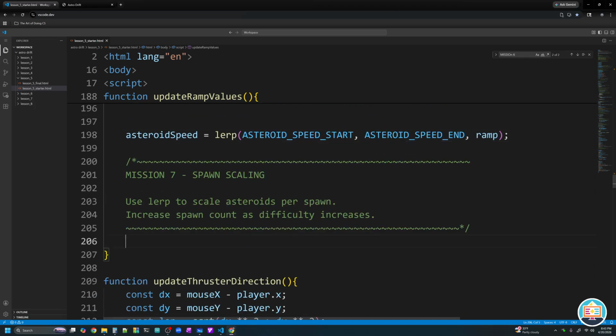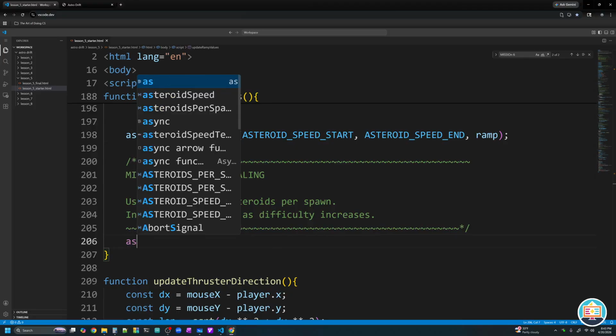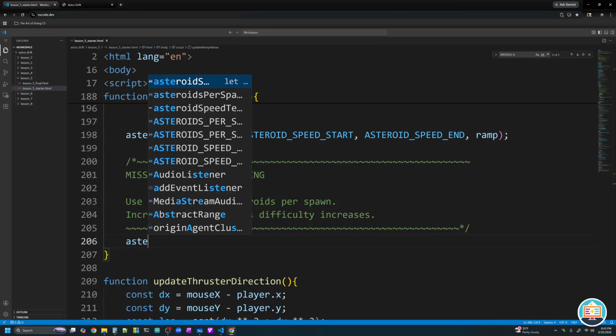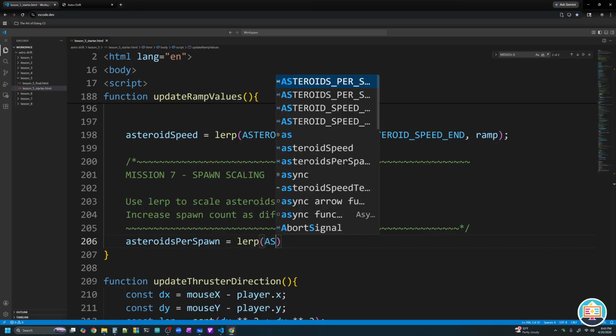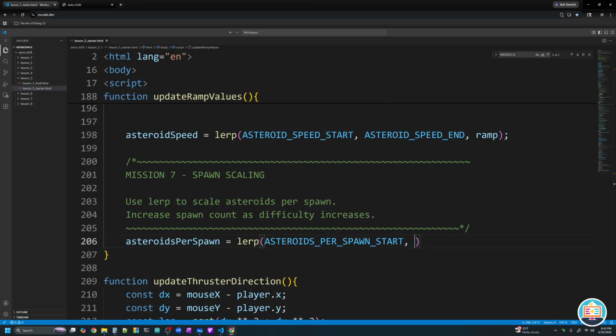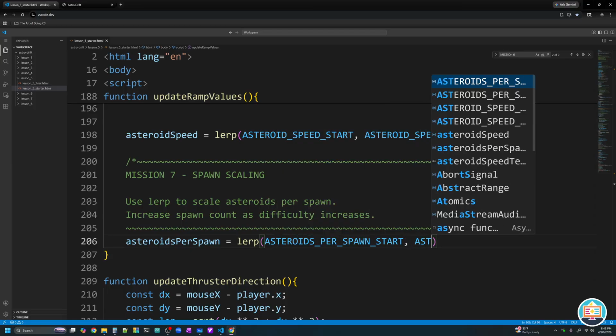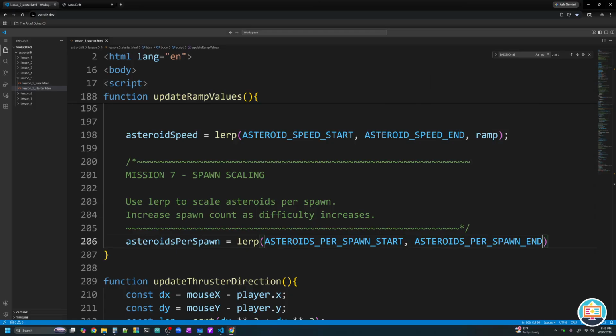We need to do something similar for our asteroid spawn. So how many asteroids are we going to create per spawn? So I had a variable for this. I think it was asteroids per spawn. And I'm going to update its value using linear interpolation. I have to provide the lower value. So I'm going to do asteroids per spawn start, which is my second one here. And then the final value is going to be asteroids per spawn end. And then that defines the starting point and the ending point.